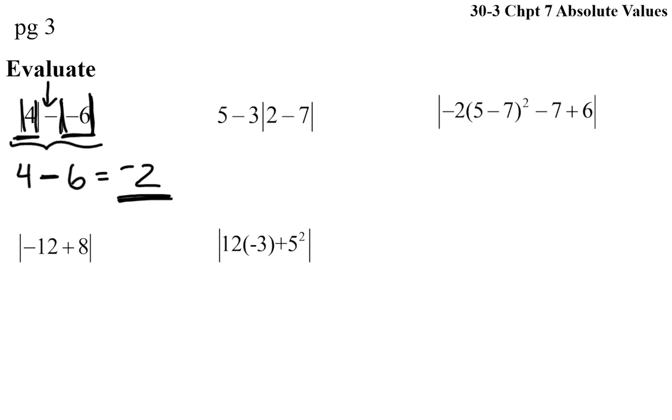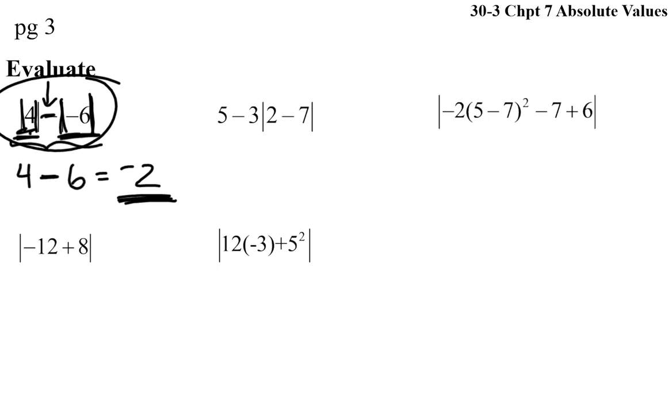It's okay to get a negative answer because we don't have the whole thing in absolute brackets, but our calculation, 4 subtract positive 6 gives us negative 2. We still follow BEDMAS.